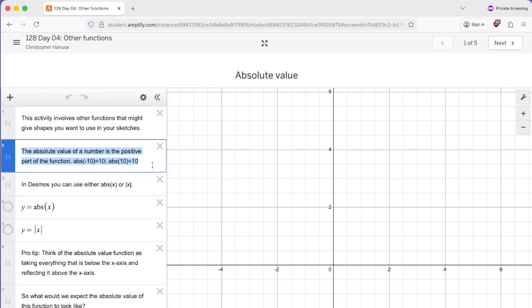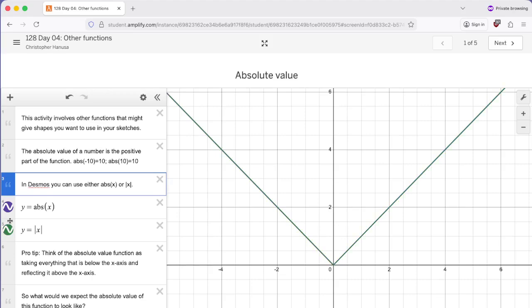Let's start with the absolute value function. We saw that a little bit earlier, but one thing to notice is that in Desmos you can either write ABS for absolute value or this vertical bar x vertical bar. They both are exactly the same function.